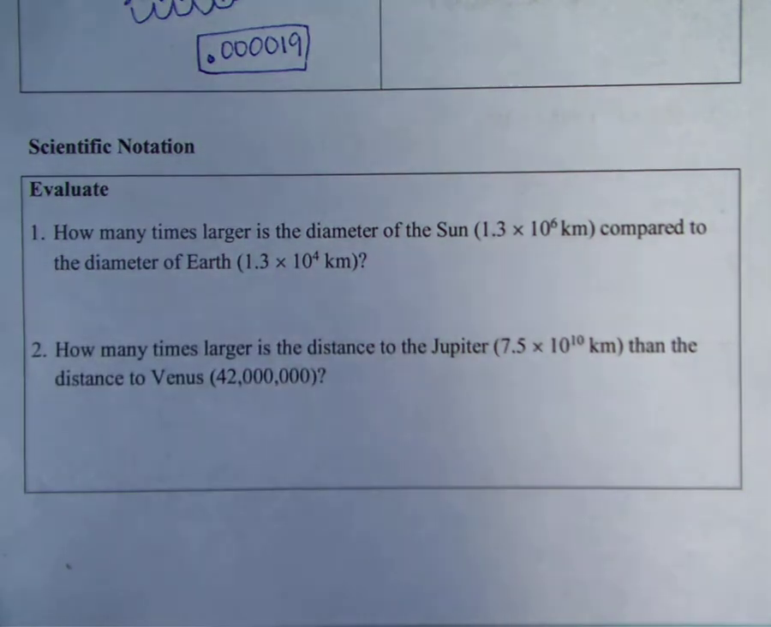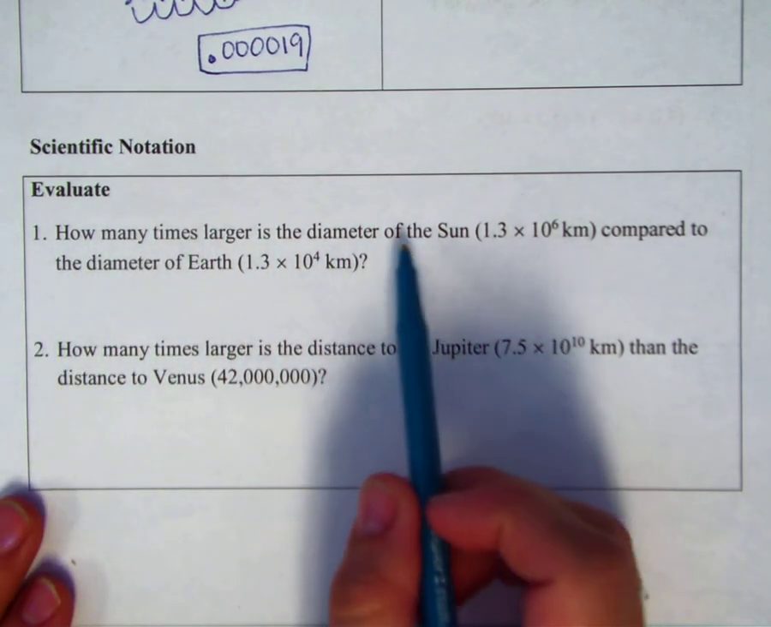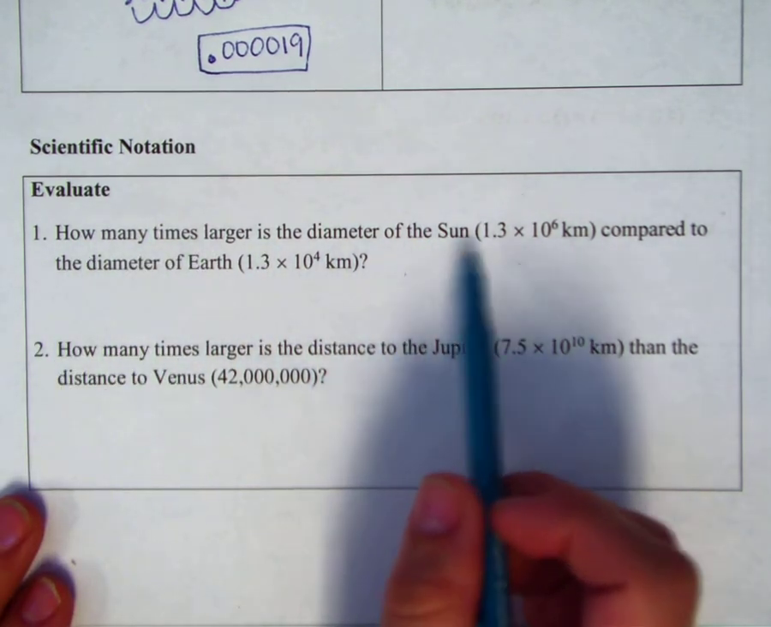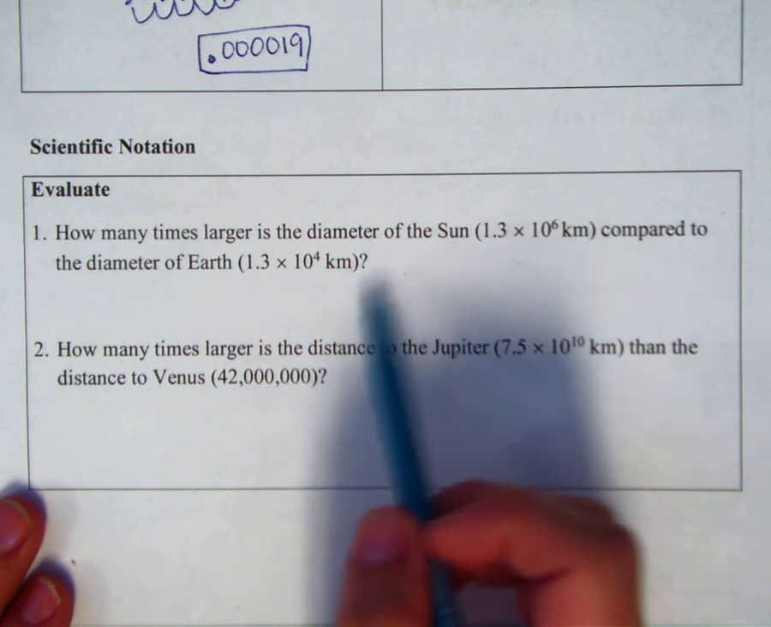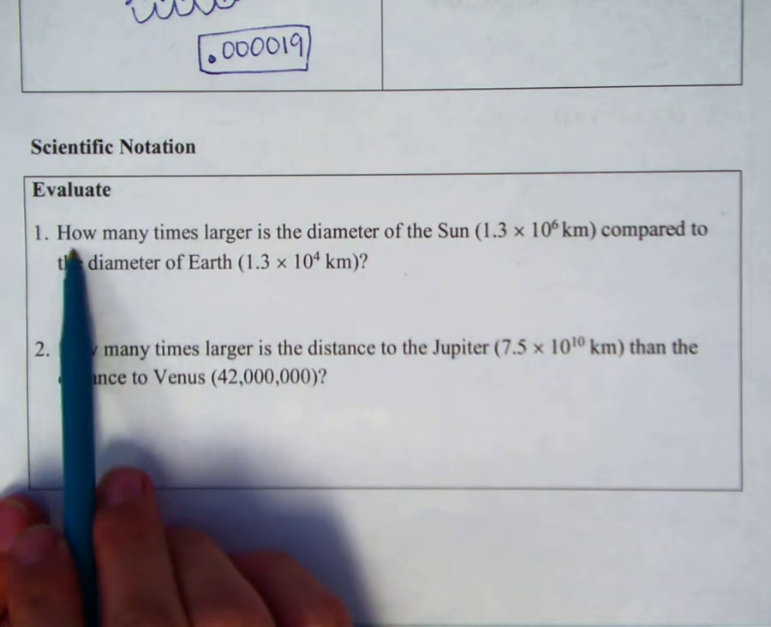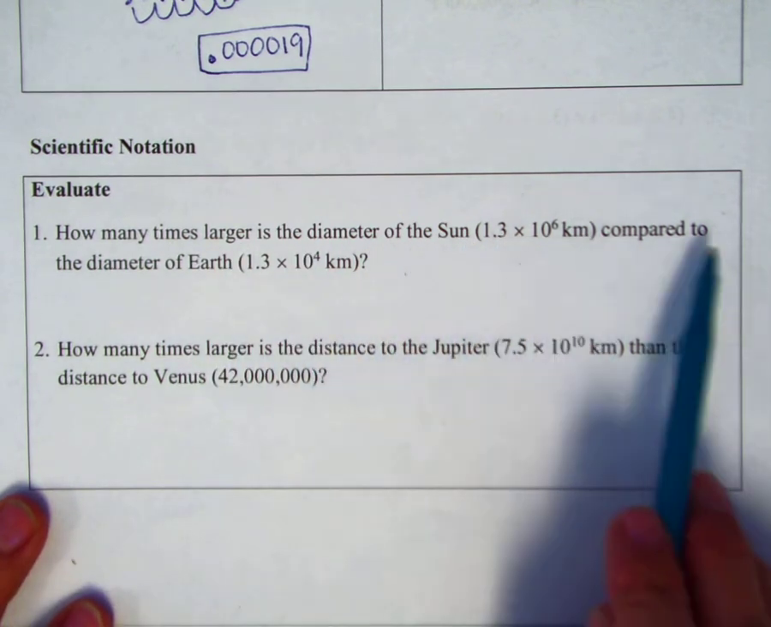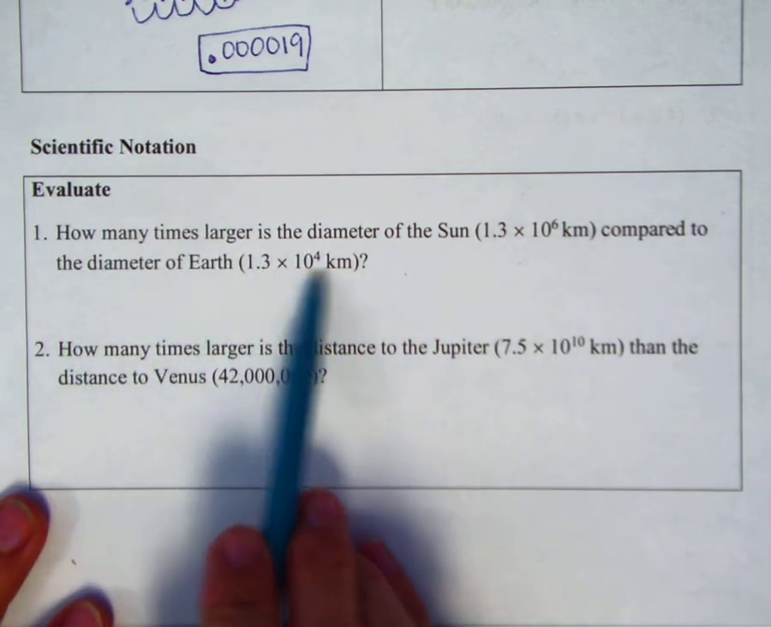Hi class, now we're going to continue looking at scientific notation, but we're going to talk about when numbers are written in scientific notation, how we can tell which number is bigger and how many times bigger. Okay, so this problem says, how many times larger is the diameter of the sun, and it has its measurement, compared to the diameter of the earth.